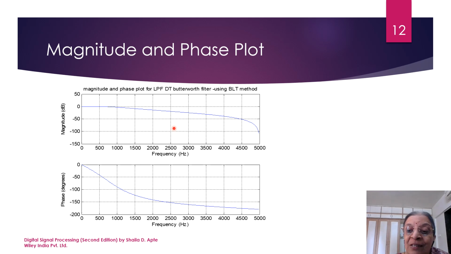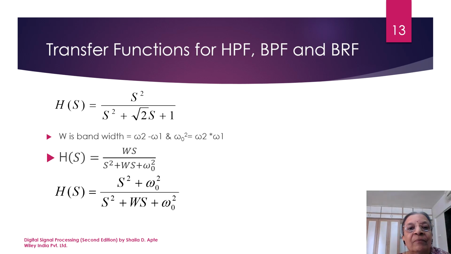So in case of the Butterworth filter, even though we get a maximally flat response in the passband, the transition width is very, very large. And in that case, the filter order required to get the desired transition width would be very large. So the filter order requirement is increasingly large in case of Butterworth filters.